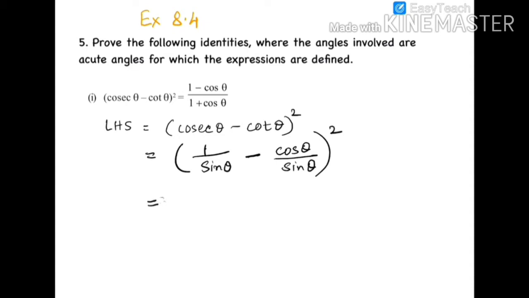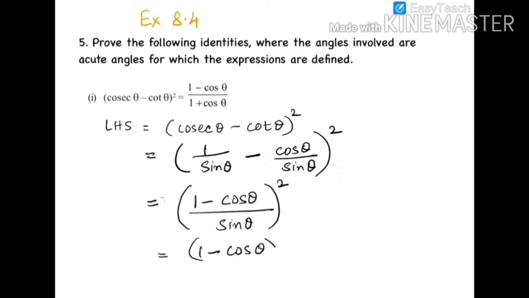Now we have two terms here and the denominators are same, so we can add the numerators directly. So we get 1 minus cos theta divided by sine theta whole square. This is same as 1 minus cos theta whole square divided by sine square theta. I've separated the power for numerator and denominator.